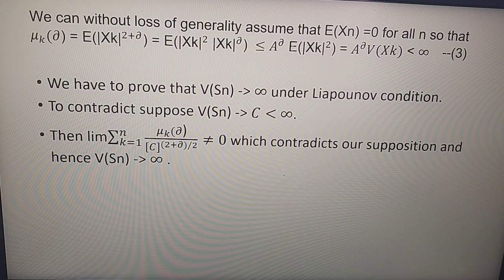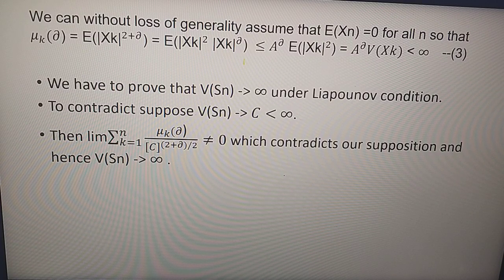Now without loss of generality we assume that expectation of Xn is equal to 0 for all n, so that the definition of mu_k^delta changes. Expectation of Xk is 0, so expectation of |Xk| to the power 2 plus delta; 2 plus delta is separated into |Xk|^2 and |Xk|^delta. This is less than or equal to a to the power delta times expectation of Xk squared. Because of equation number 2, probability of |Xk| less than a is equal to 1, so expectation of |Xk|^delta will be less than a to the power delta. That is why this inequality comes up. Expectation of Xk squared is variance of Xk, because expectation of Xk is 0. This is equation number 3.